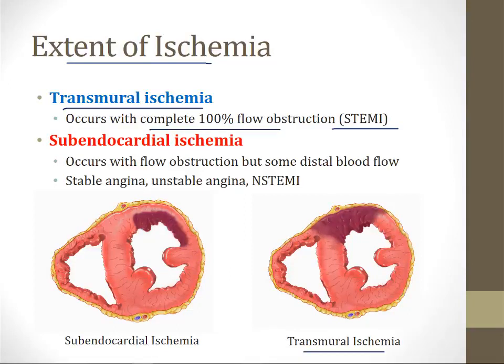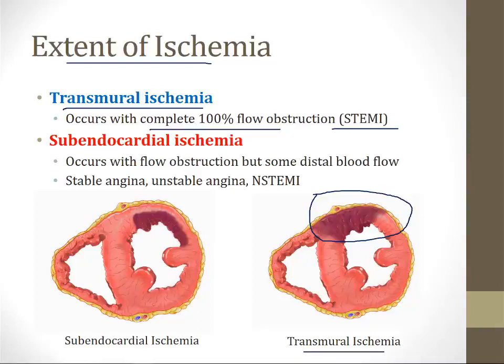ischemia looks like. So if a patient dies of a STEMI and you examine their heart in the pathology lab, you will see that an entire wall of the myocardium is ischemic and has necrosis. This is called transmural ischemia, and this occurs when a coronary vessel is completely occluded and completely deprives an entire wall of the myocardium of oxygen.